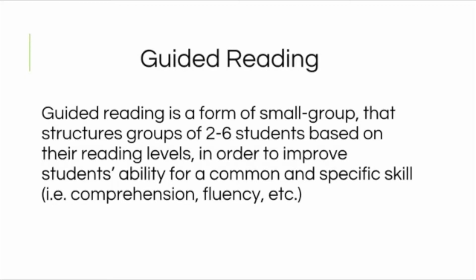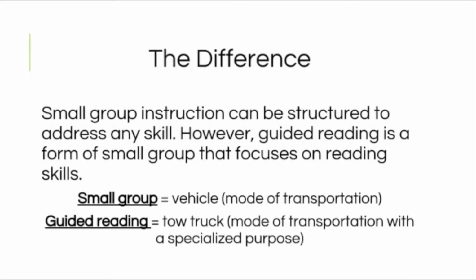However, guided reading is a form of small group that structures groups of 2 to 6 students based on their reading levels in order to improve students' ability for a common and specific skill, i.e. comprehension, fluency, decoding, etc. So what's the difference? Basically, small group is the vehicle. It's generic, it's a mode of transportation. Guided reading is a specific type of vehicle used for a specific type of purpose. And that's the major difference.